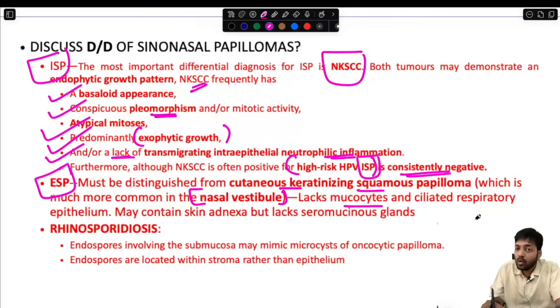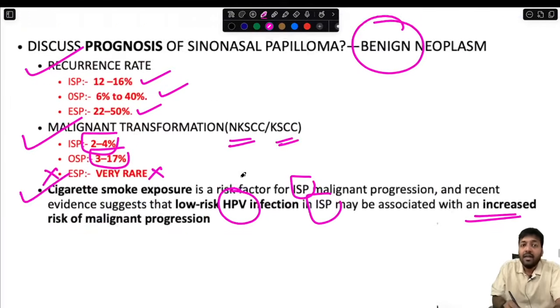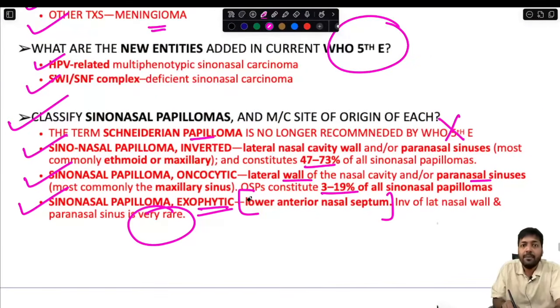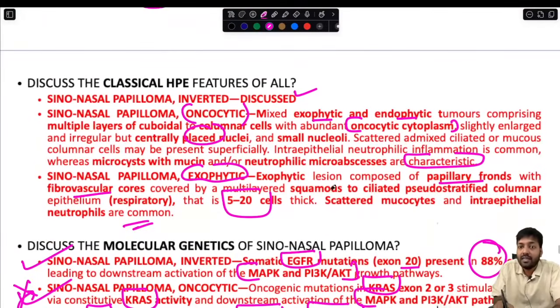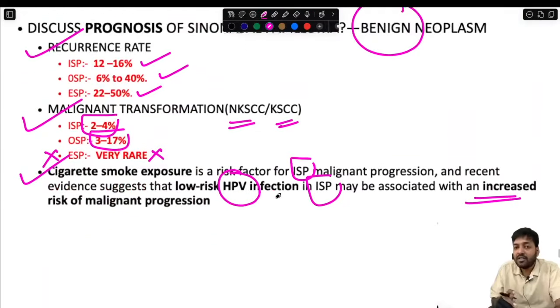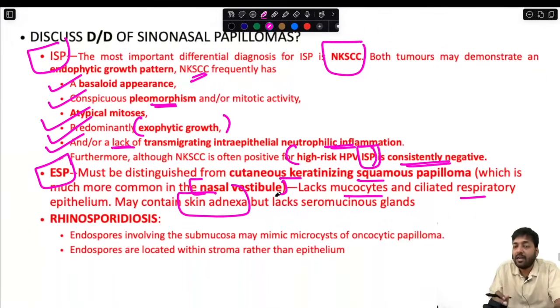They lack any mucocytes and any ciliated respiratory epithelium, and they may contain skin adnexa, but they lack seromucinous glands. Now remember, the exophytic variety is more common in the lower anterior nasal septum, and very importantly, it shows a pseudostratified respiratory epithelium and scattered mucocytes, and transmigrating neutrophilic inflammation is very common, which is not seen in case of cutaneous variety of squamous papilloma.